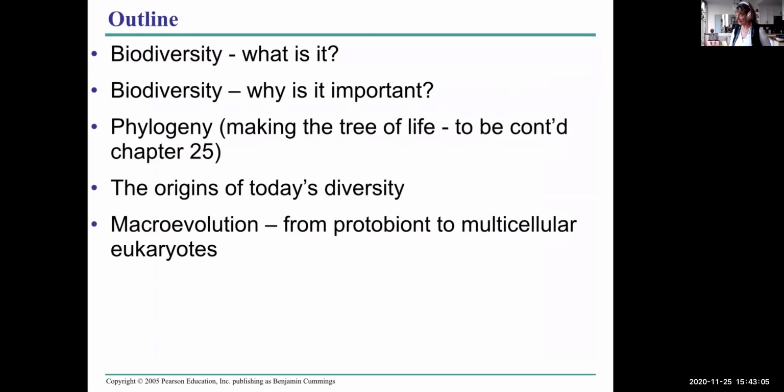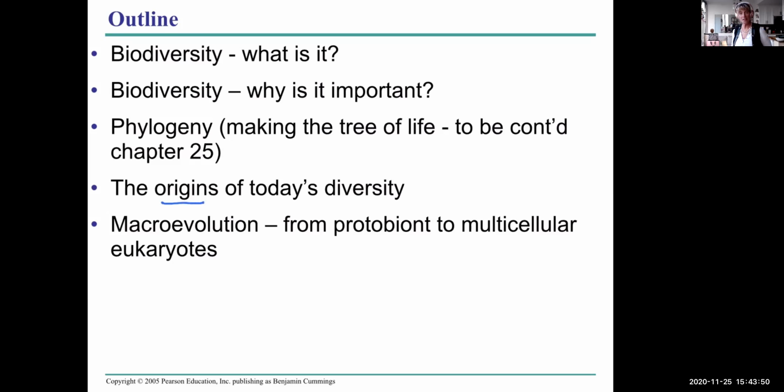Biodiversity. What is it? It's simply the diversity of life. Bio means life. Diversity on Earth. Why is it important? It's important because it maintains the geology of the Earth. It maintains the atmosphere of the Earth. It maintains all life forms when they work together in ecosystems. So they're quite related and dependent on each other. So we're going to talk about that. Phylogeny, how do you make the tree of life? And then we'll continue looking at that later.